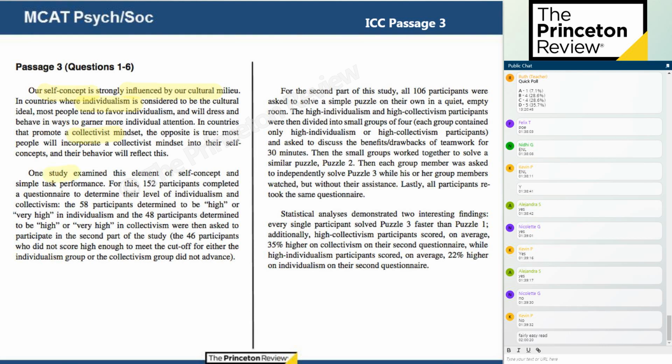So we've got a study about self-concept and task performance. So we've got people completing a questionnaire, and they selected high, very high individualists, and high, very high collectivists to go to the second part.